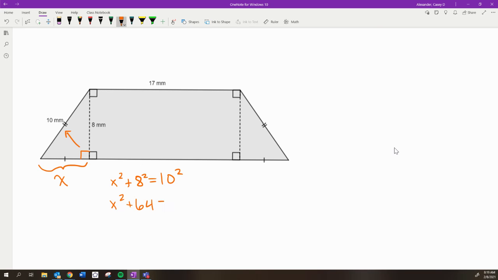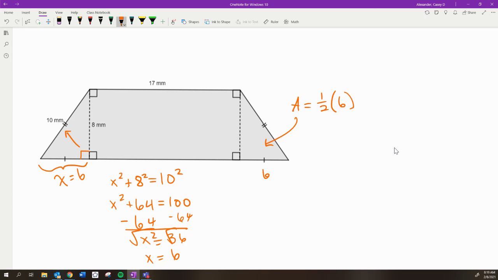This one's pretty easy because you get whole numbers. You subtract 64 from each side, and you get x squared equals 36. And then the square root of 36 is 6. And so that means that this is 6 units in length. So the area of each of these triangles is 1/2 times the base, which is 6, times the height, which is 8. And that equals 24. So this is 24 here, and this is an identical congruent triangle, which is 24.